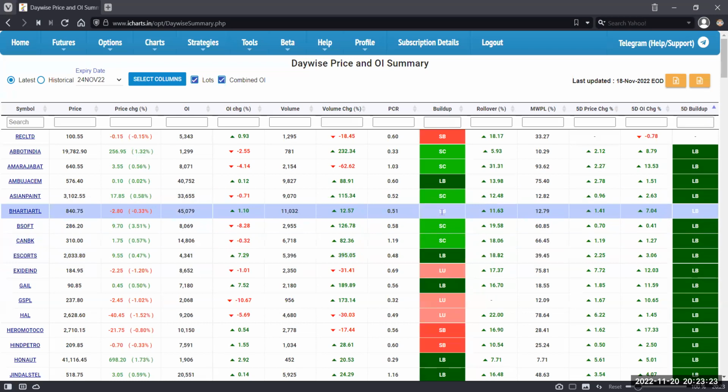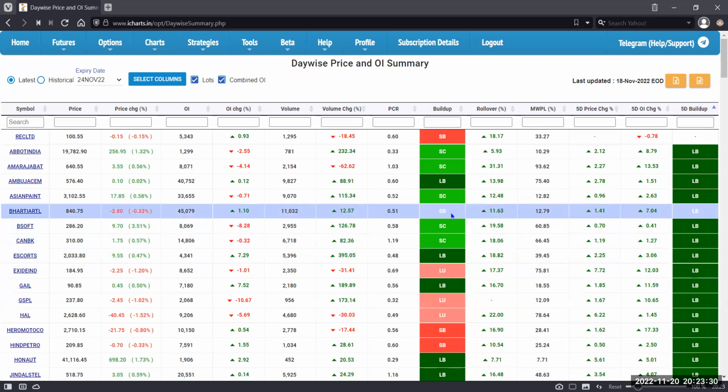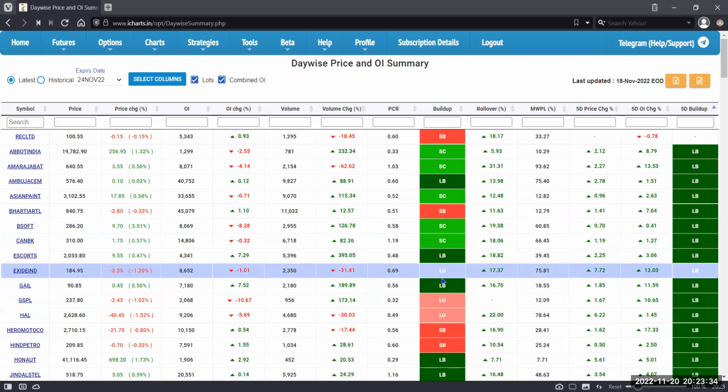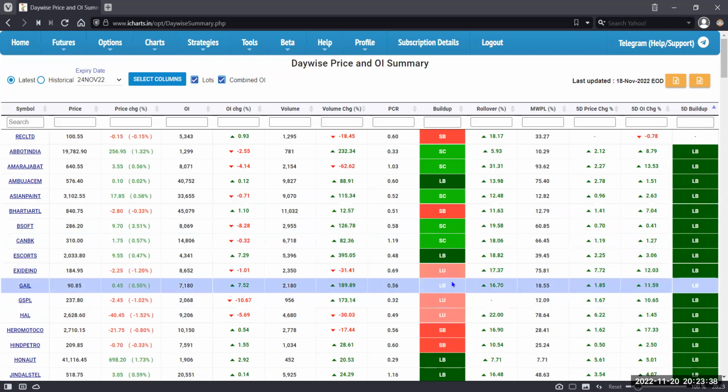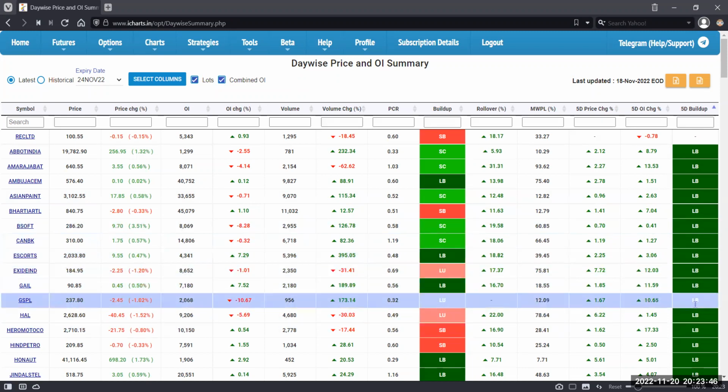Even if this is a short build-up, it just means that there is a pullback in the overall bullish trend. The trend is bullish, but there is some pullback here and some pullback here also. So don't eliminate these scripts. Maybe you can have a low risk entry point over here, even if this is in long unwinding. Long unwinding just means that there's a pullback in the overall bullish trend that is going on over here.